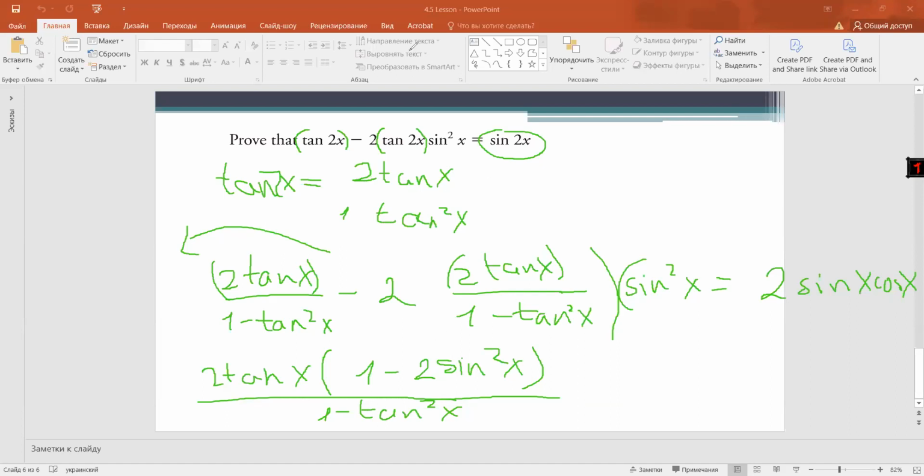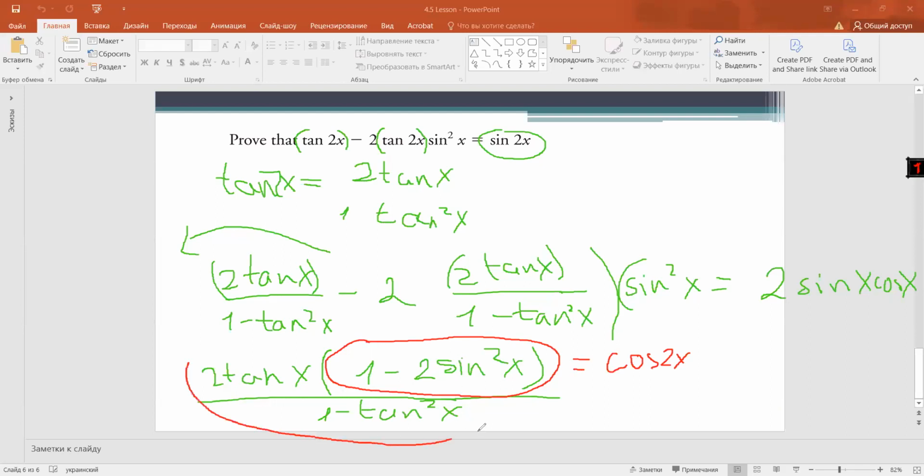Okay, here actually two identities are hidden. The first one, I'm going to use the red color, is 1 minus 2 sine squared x. This identity is related to the double angle for cosine 2x. Cosine 2x equals 1 minus 2 sine squared x.